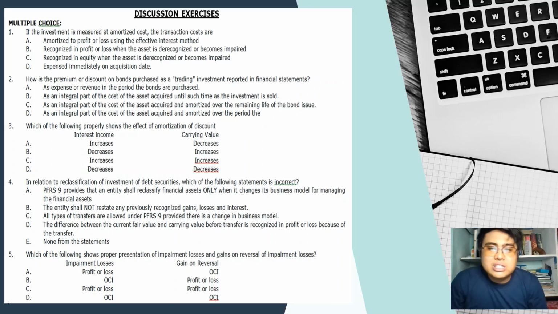Okay, last question na, napakadali ng number 5. Saan daw pinipresent ang impairment loss at gain on reversal? Impairment losses and gains on reversal are both presented within profit or loss. So number 5, the correct answer is letter C.